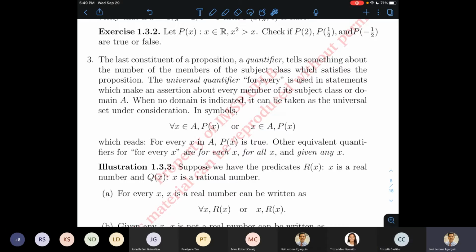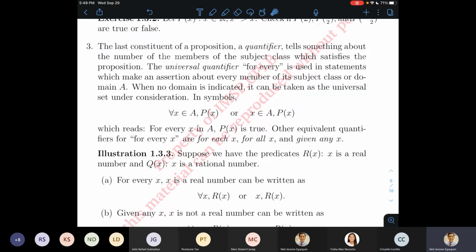Okay, so I promised 3 parts for a predicate, or for the type of propositions that we'll be talking about right now. So ito na yung third part. The last constituent of a proposition is called a quantifier. So yung quantifier ang nagsasabi sa atin na para sa ilang elements ng domain natin kine-claim yung predicate to be true, especially if your predicate has a variable on it. So there are 2 types of quantifiers. We have a universal quantifier and an existential quantifier.